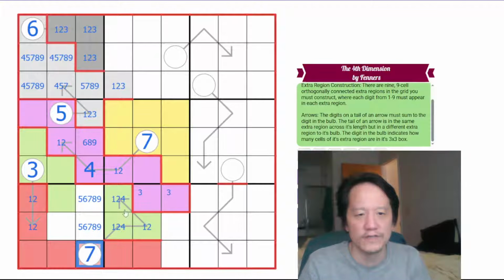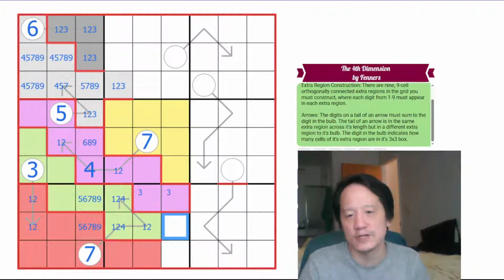So this is 7. That means green only has 1 cell within this 3 by 3 box. So it's here. These must be red then, because there's no other way to connect the green with only one cell except there. So we do have an extra green. That's 1, 2, 3, 4, 5, 6, 7, 8. We need a ninth, so it has to be here.